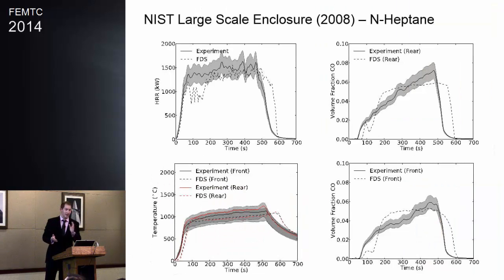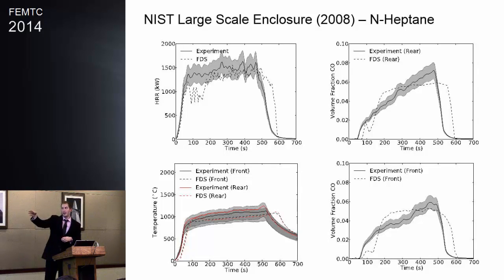As far as now, let's look at some results. The first thing we did was look at the heptane results. This is a more common fuel that you'll typically see. On the top left, we have heat release rate. On the bottom left, we have temperature, and then we have CO concentrations in the rear and front of the compartment. You see the temperatures on the bottom left are modeled fairly well.